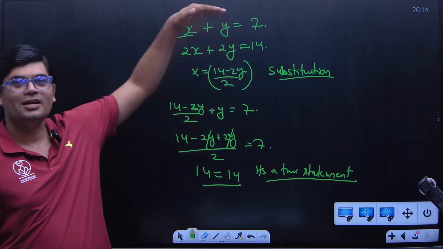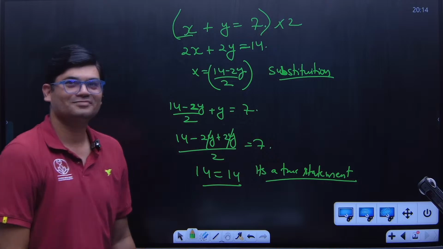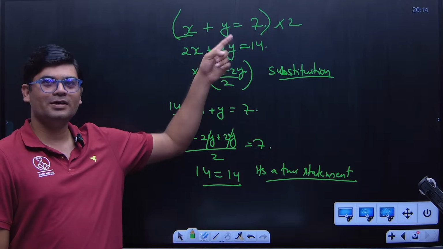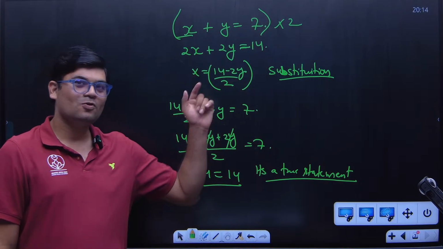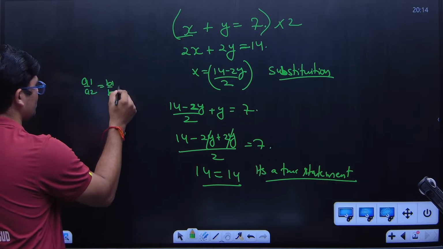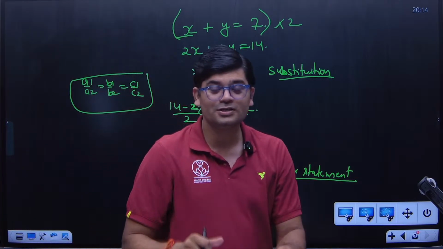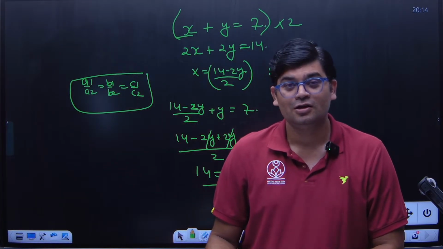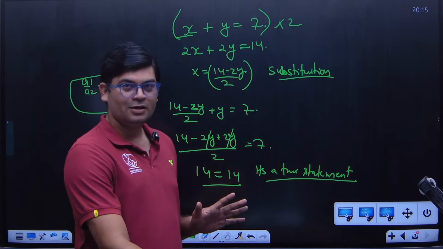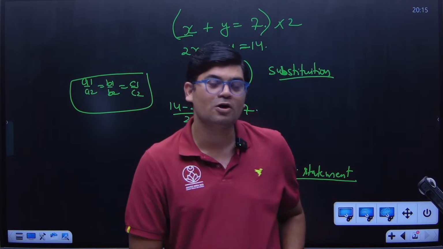If the statement comes out true, that means you are having only a single line. You see, if you multiply this equation by 2, you get 2x plus 2y is equal to 14. So this condition is a1 upon a2 is equal to b1 upon b2 is equal to c1 upon c2. That means the lines are coincident. And if the lines are coincident, you get a true statement, which means something will be equal to something, so the line has infinite many solutions because it is a coinciding line.